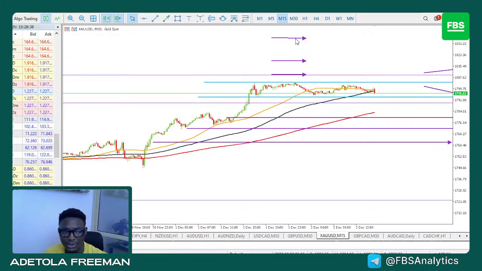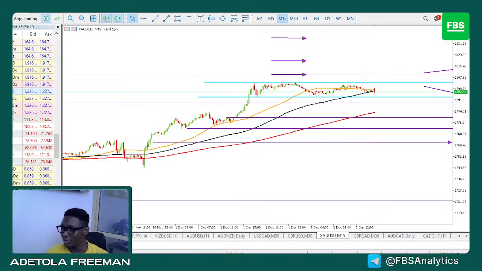So did we all get that? Do you guys get that? Those are the targets that we'll be working with in the event that we're looking at buying gold. So those are the targets to consider.